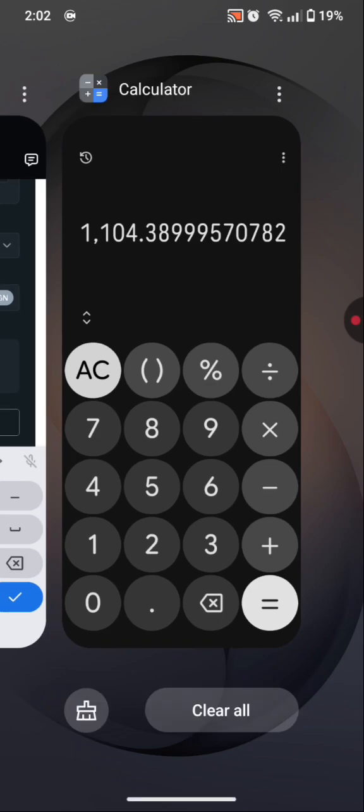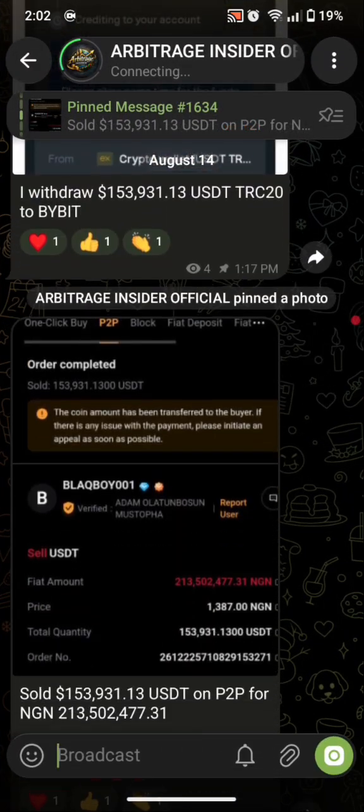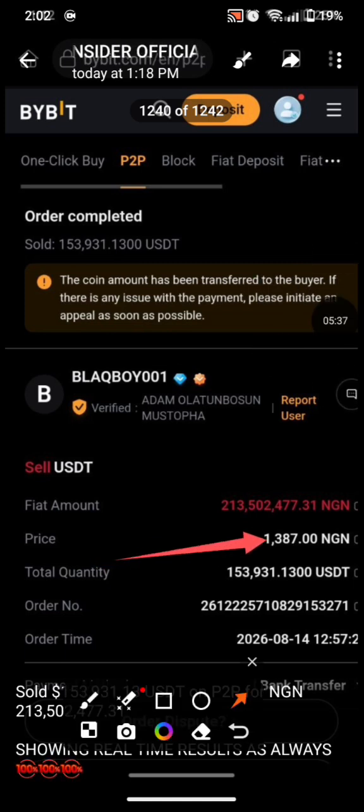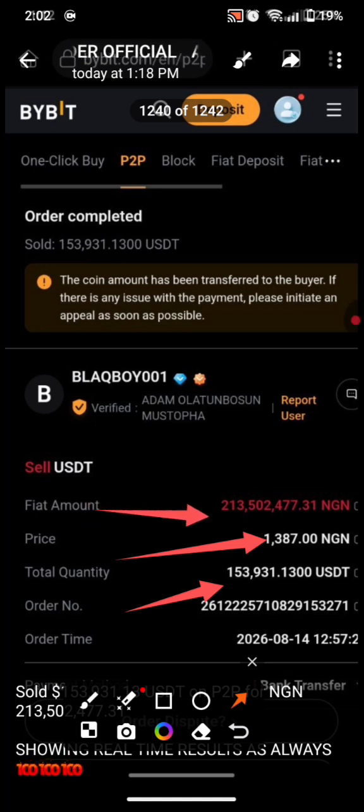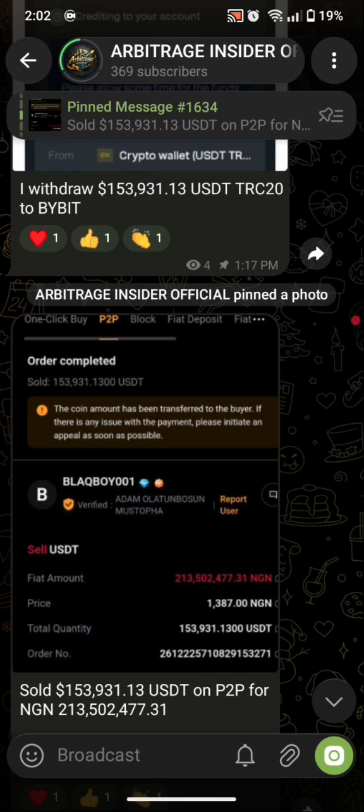So let's check out the rate at which it is sold on P2P for today. I sold 1 USDT at the rate of 1,387 Nigerian naira per USDT, and I sold a total of 153,931.13 USDT. Then I got a total return of 213,502,477.13 Nigerian naira. So that's exactly how this whole arbitrage procedure works.